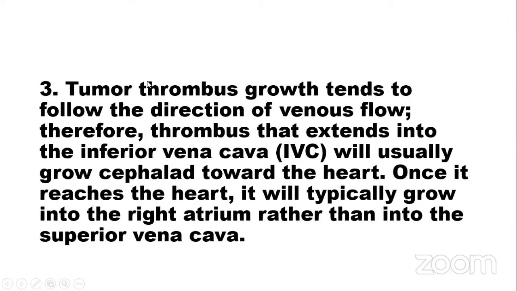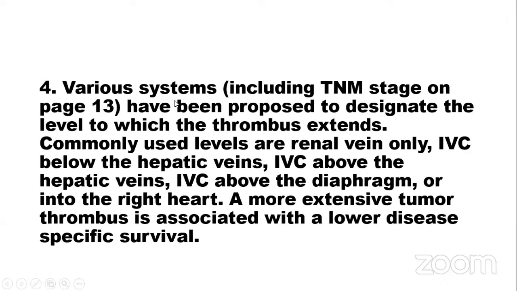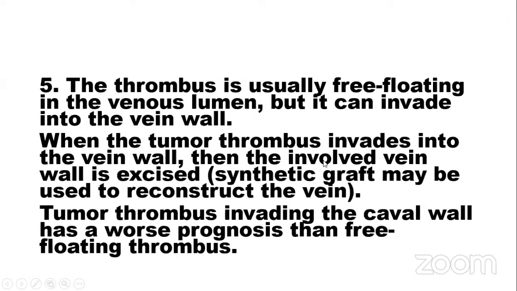The tumor thrombus tends to follow the direction of venous flow. Therefore, a thrombus that extends into the inferior vena cava will usually grow superiorly toward the heart. Once it reaches the heart, it will typically grow into the right atrium rather than into the superior vena cava. Various systems, including staging systems, have been proposed to define the levels of IVC thrombus. The thrombus is usually free floating in the venous lumen, but it can invade the vein wall.